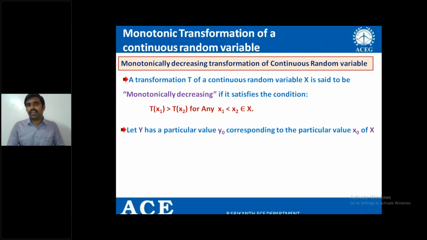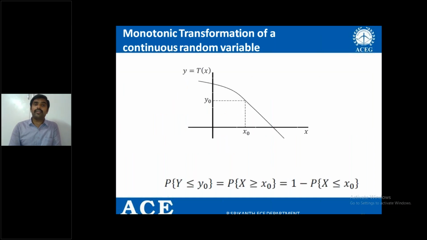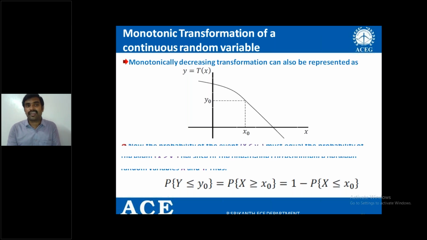If y has an element y0 corresponding to a particular element x0 in the existing random variable x, then you can write the relation between the new random variable element and the existing random variable element like this: y0 equal to T of x0, or x0 equal to T inverse of y0. That relation is similar to the previous one, but where do you get the change? This transformation is monotonically decreasing.